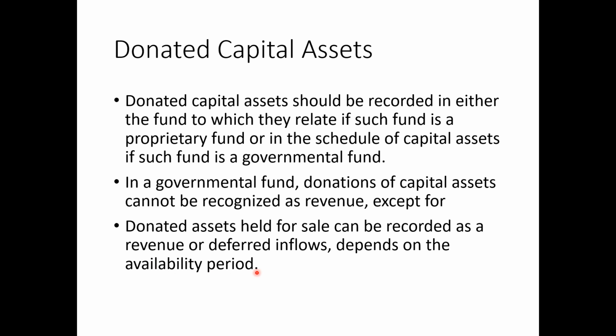For example, the government received a donated land. If the government immediately decided to sell this land or put the land for sale, in this case, these donations will be recognized as revenue. If the government decided to use the land to build a park, something like that, not for sale, then these donations cannot be recognized. We're going to show these donations only in the schedule of capital assets, additional disclosures.